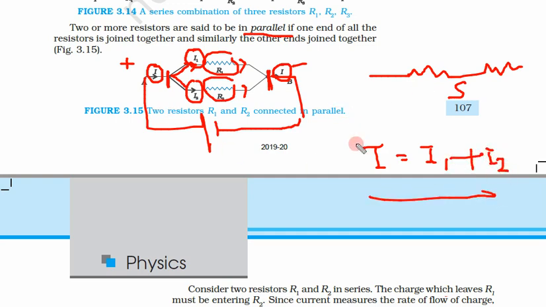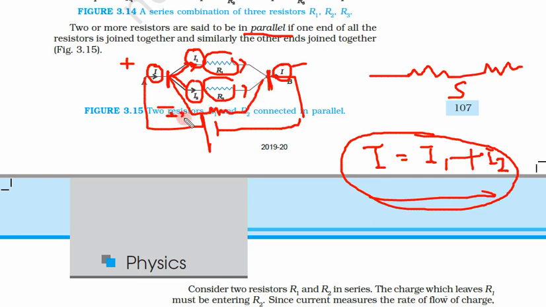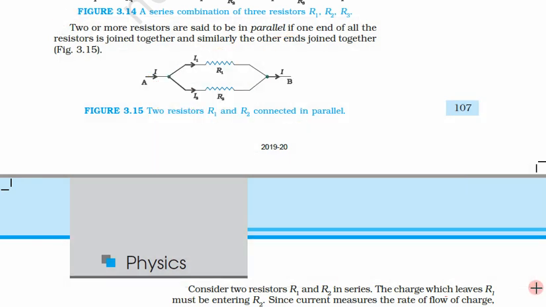So the current will divide in a parallel circuit, and the total current in the circuit will remain constant, that is I. If we add a third resistance like this, then what will happen? Current I3 will start flowing in this as well: I1, I2 and I3. So what would be the equation in that case? I is equal to I1 plus I2 plus I3. So in a parallel circuit, current will be divided and the potential across all the resistances will remain the same. The only thing divided is current.